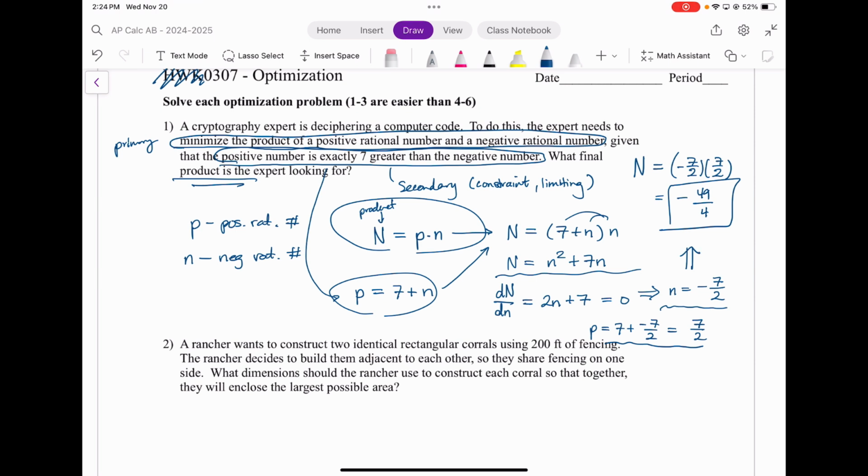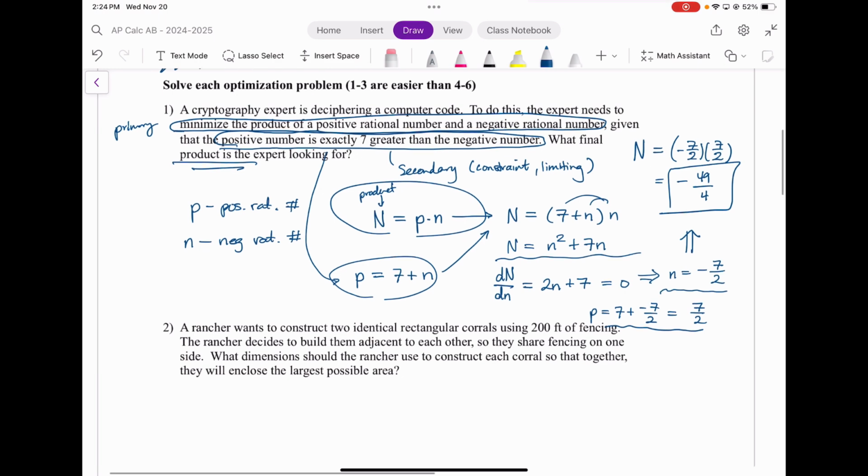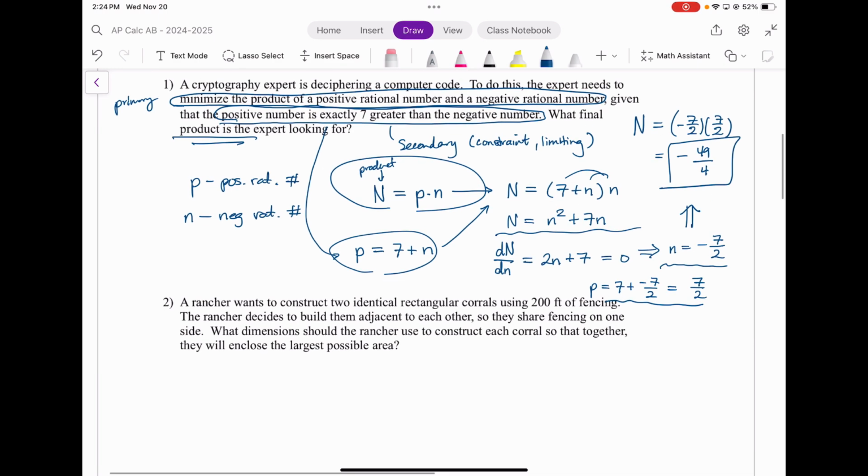All right. So that's an interesting one. Just very mathy. It's a very math kind of optimization problem. Not a very real world. I mean, I guess cryptography is a thing, but it's kind of a niche application here. Anyway, let's go to number 2.